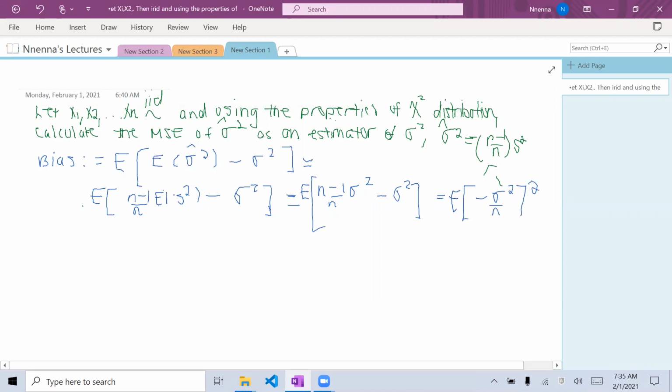Okay, so this is actually going to be equal to, of course, sigma to the 4 over n squared. And so this is what we have. This is certainly not 0. So automatically, we already have this notion of a bias. It's only going to get small as your n is getting large.